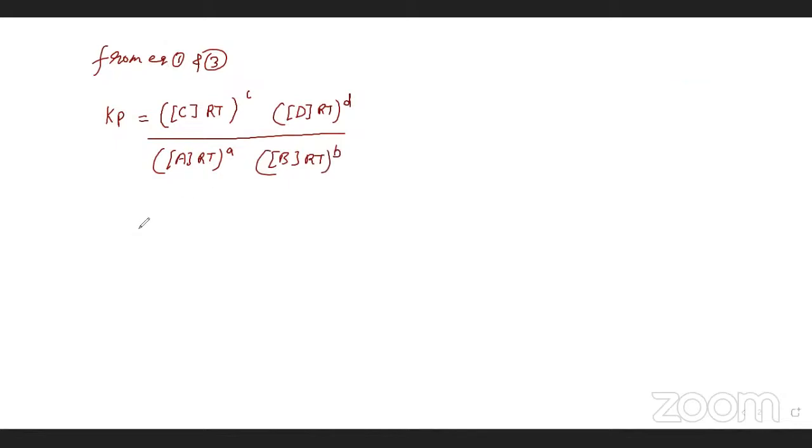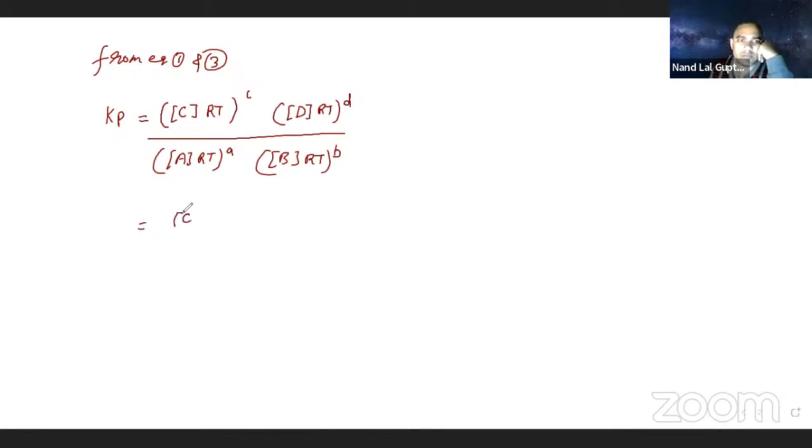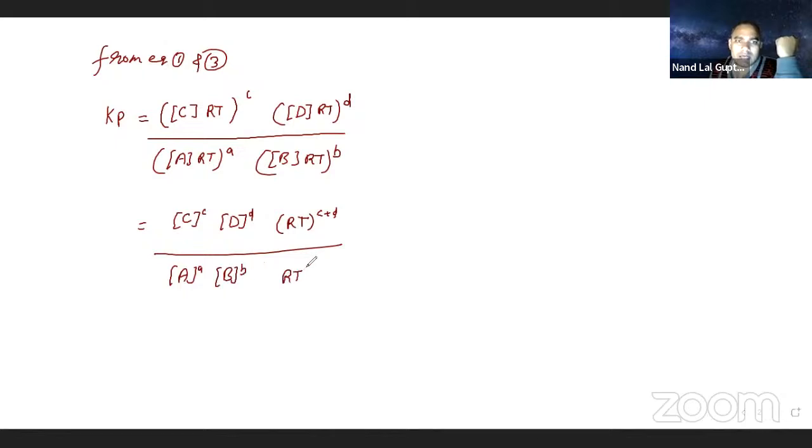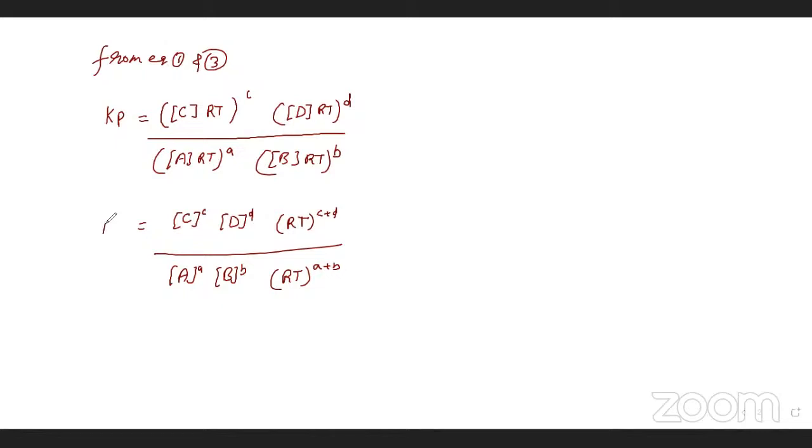Now, you try to solve it out. How can you solve? See, the similar terms we are taking outside: C, and this we are taking D. And when you multiply, the powers get added. C plus D. I have taken outside A power a, B power b. Here is RT power, what will it be? That is a plus b. Now, this is the Kp value.